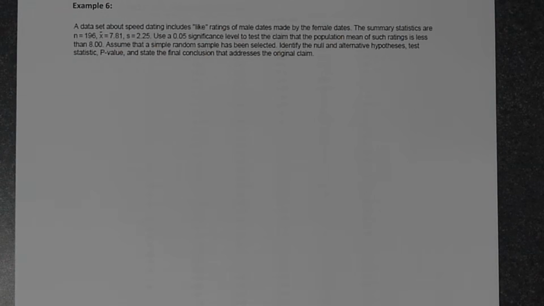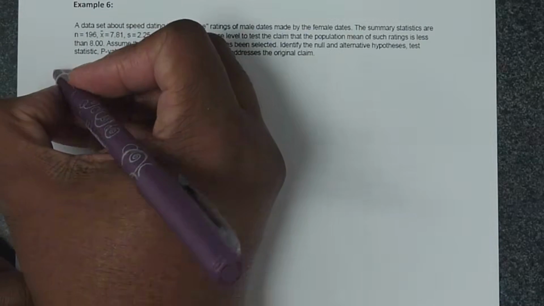So we already know that those two conditions are satisfied. Our sample size n is bigger than 30, and we have a simple random sample. We're assuming that a simple random sample has been selected. So we can conduct a hypothesis testing procedure.